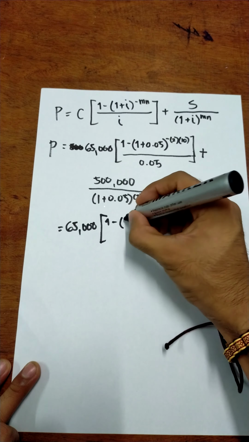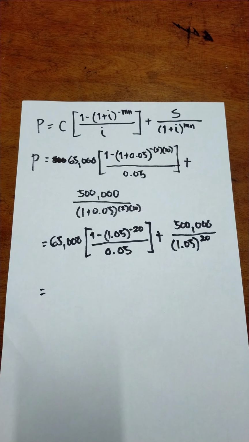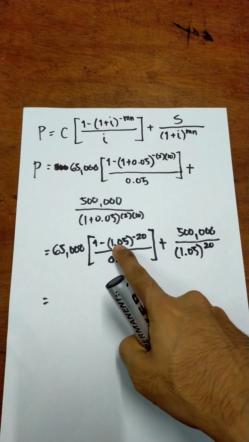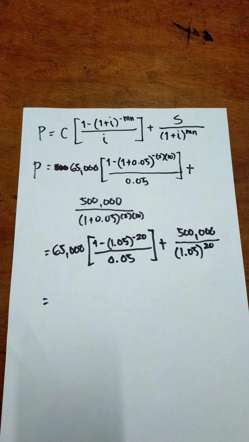Plus, since there is still space, I can transfer this. So, we have 500,000. And then, 1.05 also, to the 20th power. Okay? So, that's it. Next step is to solve this value together with its exponent. So, as you could see, when it happens like this, probably its result is different. Okay? So, in that case, we are going to solve it.